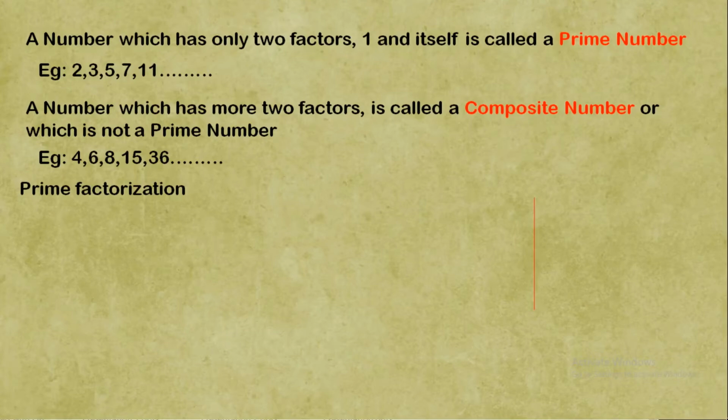Prime factorization: I took a composite number 24, and the first and smallest prime number which divides 24 is 2. So 2 divides 24 12 times. Again 2 divides 12 6 times, and this 6 is again divided by 2 3 times. So 3 is also a prime number, so there is no need to continue the division. So I have written that 24 is a product of 2 into 2 into 2 into 3.